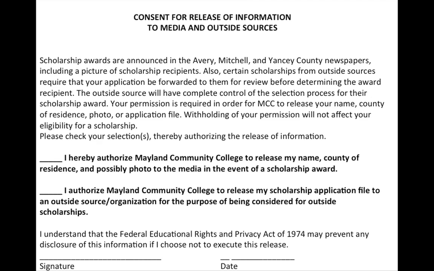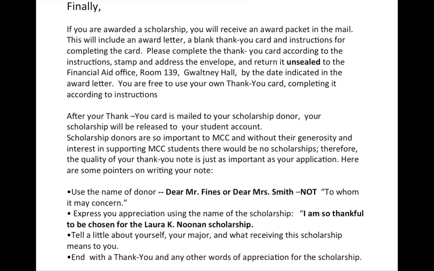That is the end of your scholarship application, but let's talk a little further about what happens when you get a scholarship. What will happen is that you'll receive an award packet in the mail and a blank thank you card and instructions for completing this card. We would like you to complete the thank you card according to the instructions, and you must include an envelope addressed with a stamp and return it unsealed to the financial aid office, room 139 in Gwaltney Hall, by the date shown in the letter.